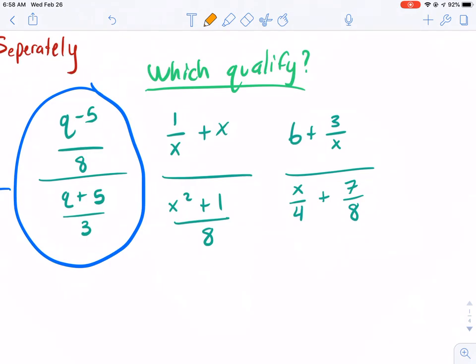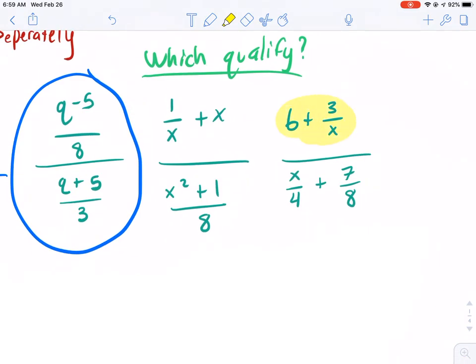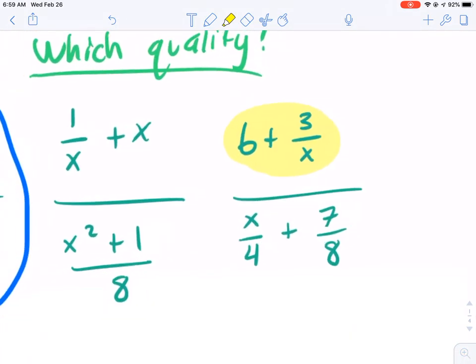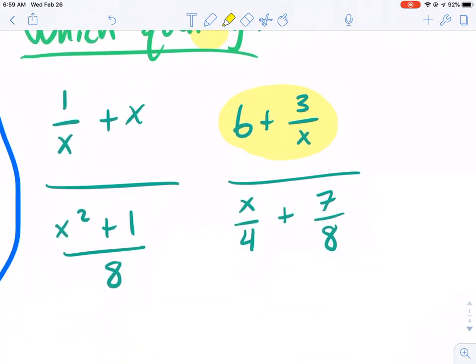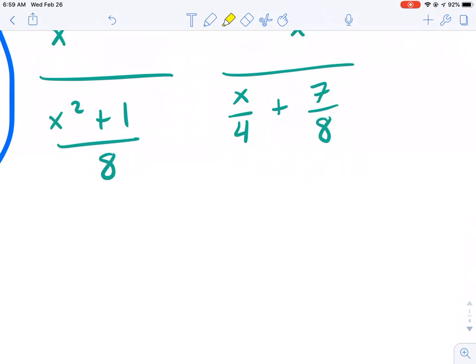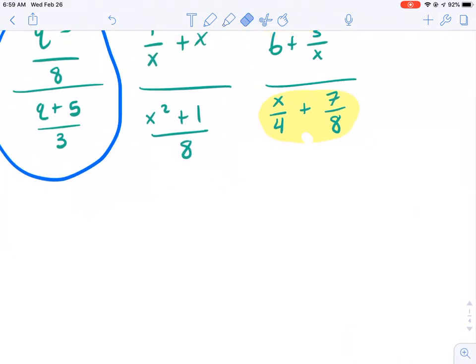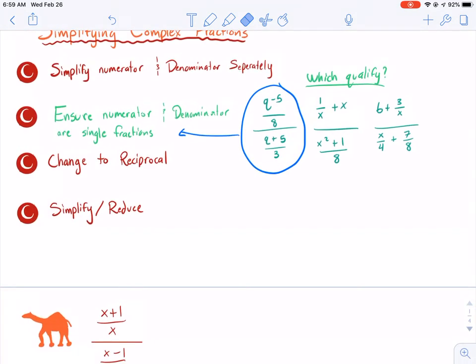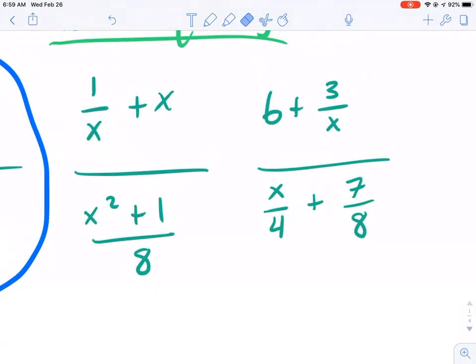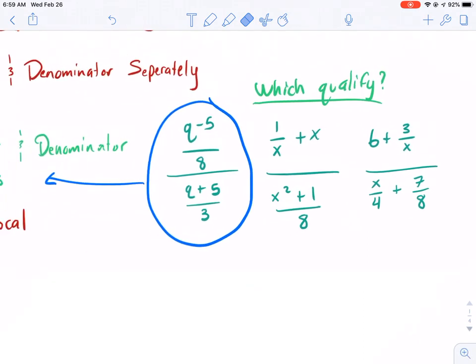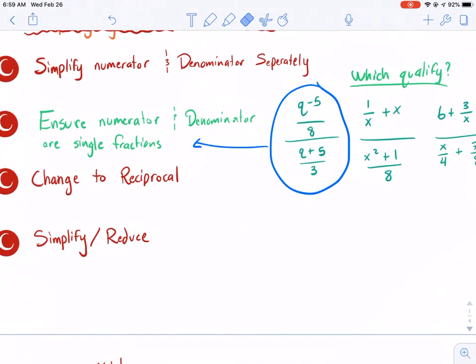The third example is 6 plus 3 over x. Already we're in trouble. We have a non-simplified single fraction. We have two numbers added together, and technically this denominator is over 1, which is a problem. So we have 1 and x as denominators in the top by itself. And over here, same thing. We have x over 4 plus 7 over 8. 4 is a denominator, 8 is a denominator, so we have a problem there as well. It's not a single fraction. Even though we can solve these two, it requires a little bit more work. Ideally, we want it to look like the first example.